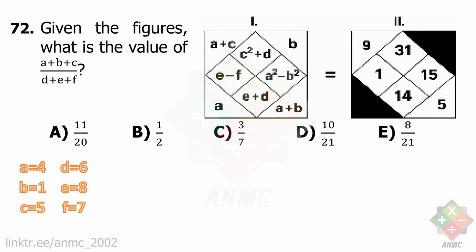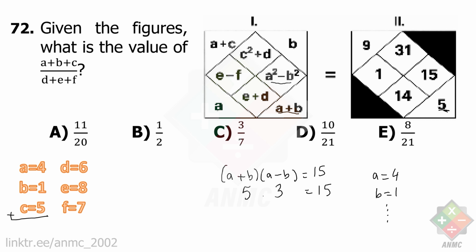In this question, you can start from here. A square minus B square and A plus B. A plus B times A minus B is equal to 15. A plus B is given as 5. This means A minus B is 3. Then you can calculate A is 4, B is 1. Like this, when you continue, you are going to reach the results. And what is A plus B plus C? It is 10. What is D plus E plus F? It is 21. 10 over 21 is our answer.